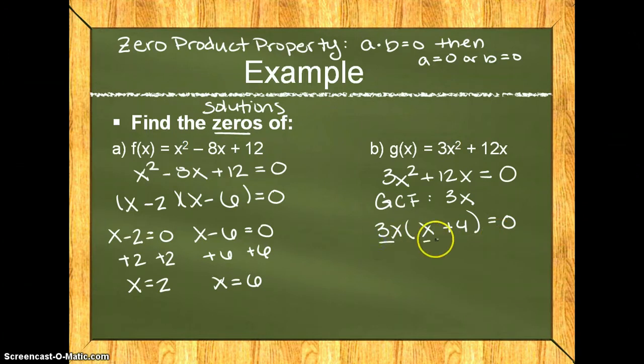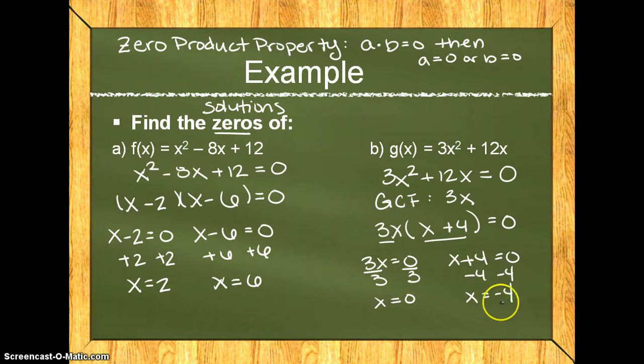You still have two separate factors, so you're going to set each of them separately equal to 0, and then you're going to solve. Please remember, 0 in the numerator makes x equal to 0. 0 in the denominator is not possible. So now our two solutions are 0 and negative 4.